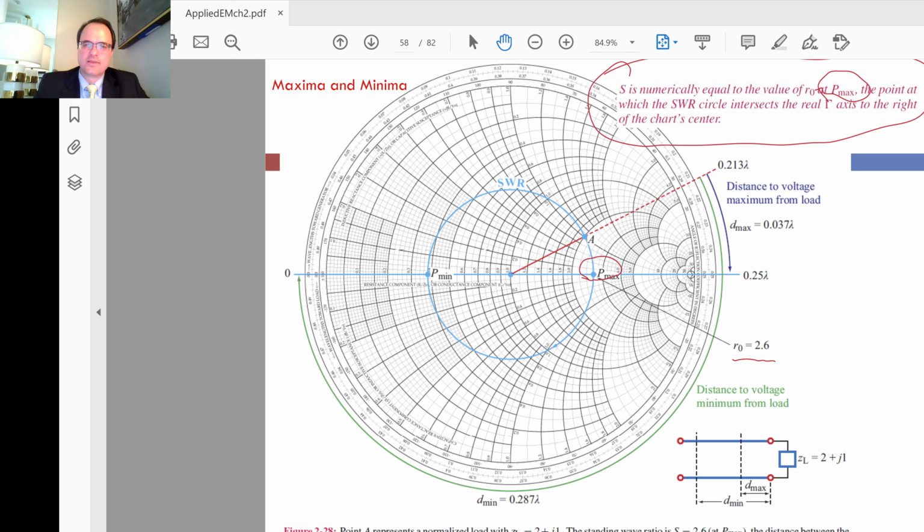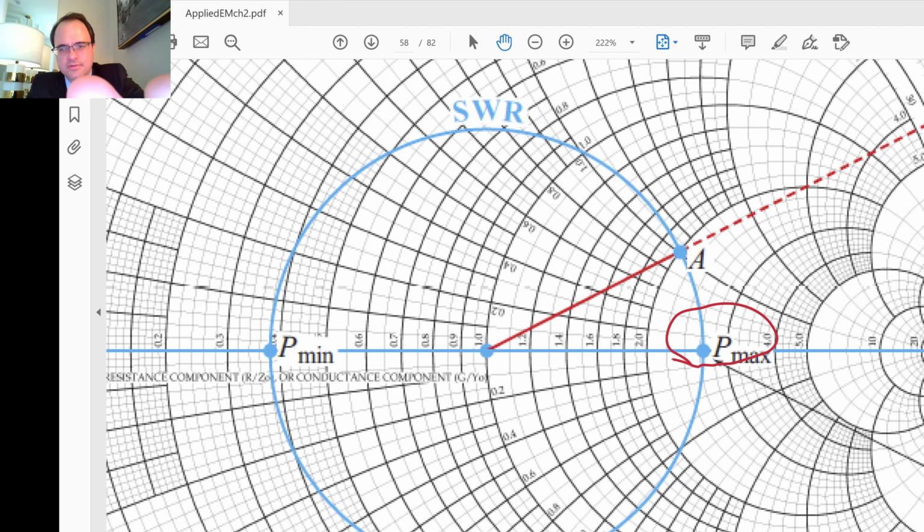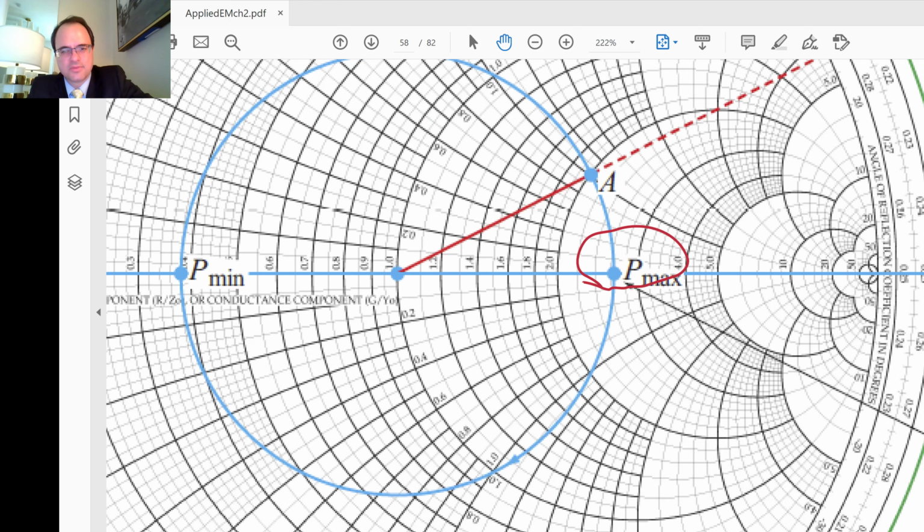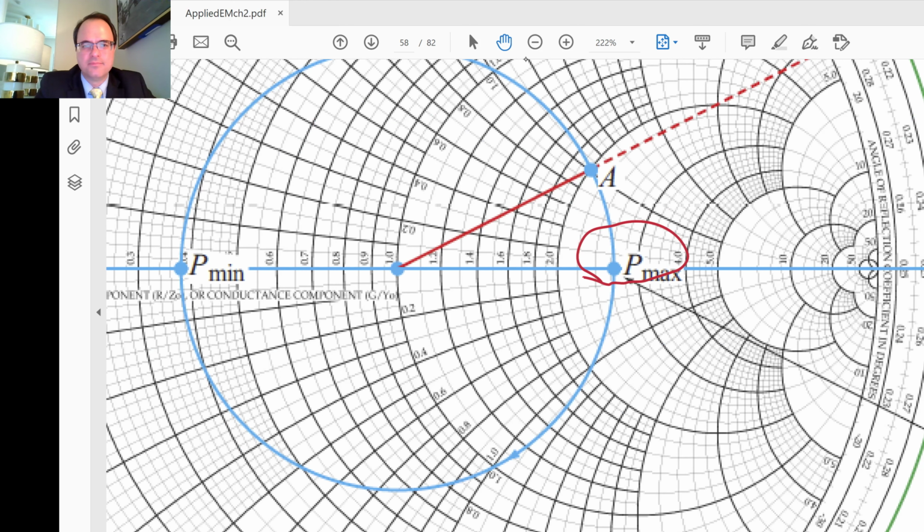And so we can get the standing wave ratio in this case, and it turns out to be 2.6. This is determined from us zooming in and saying, okay, what is the R value here? It's greater than 2. It doesn't quite get up to 3. It's 2.24, a little bit more than 2.6. It seems to go a little bit beyond 2.6.